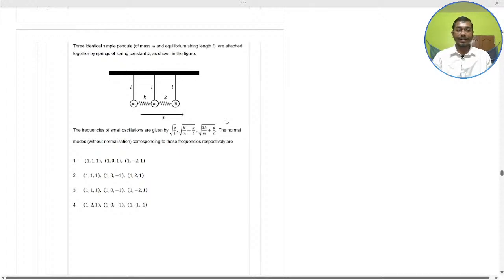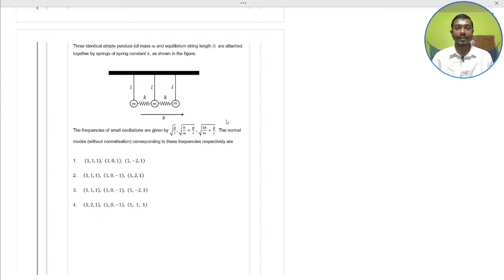Three identical simple pendulums are attached together by springs of constant K, as shown in the figure. The frequencies of small oscillation are given by root g by L, root K by M plus g by L, root 3K by M plus g by L. The normal modes corresponding to these frequencies are what?